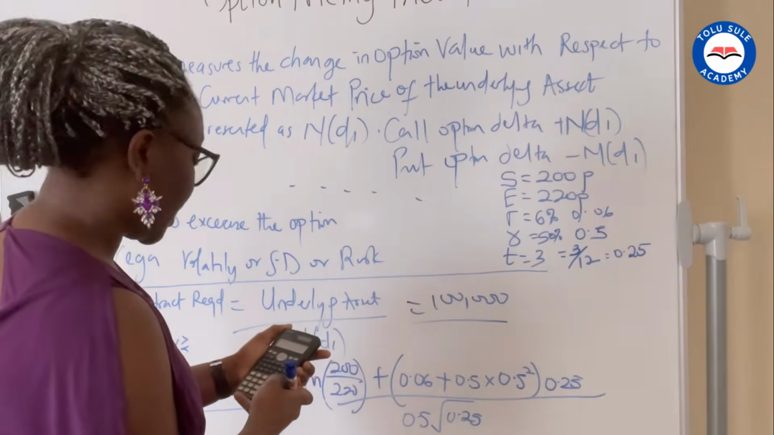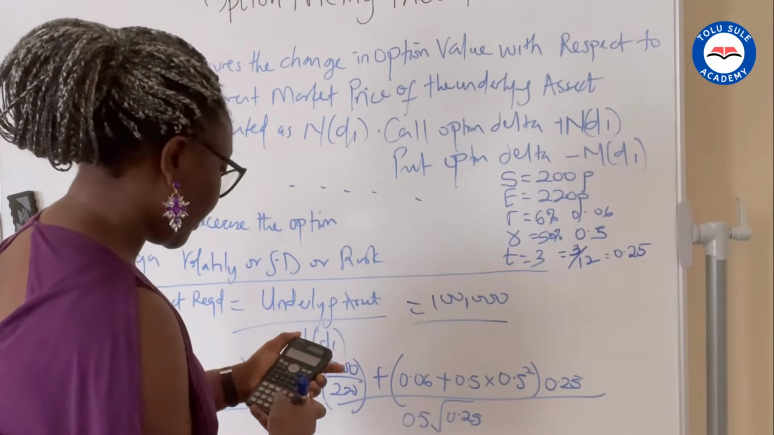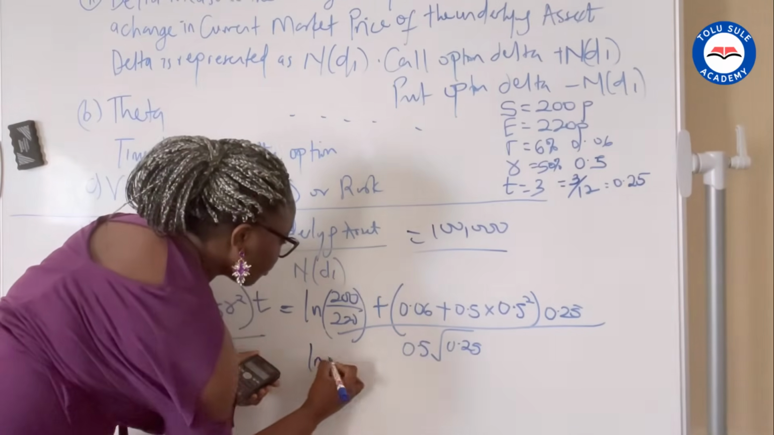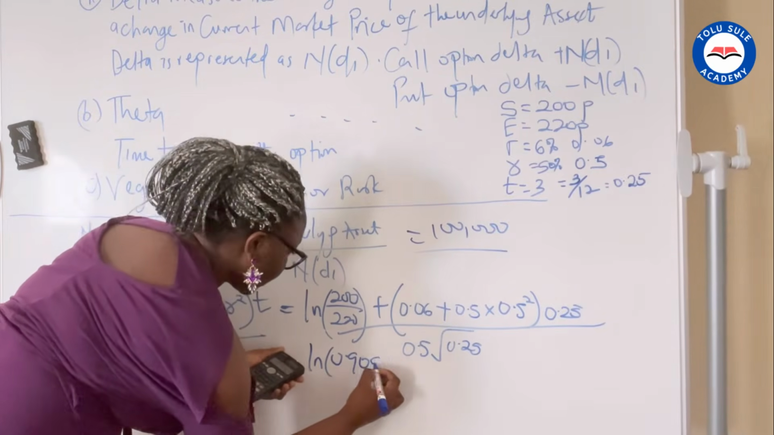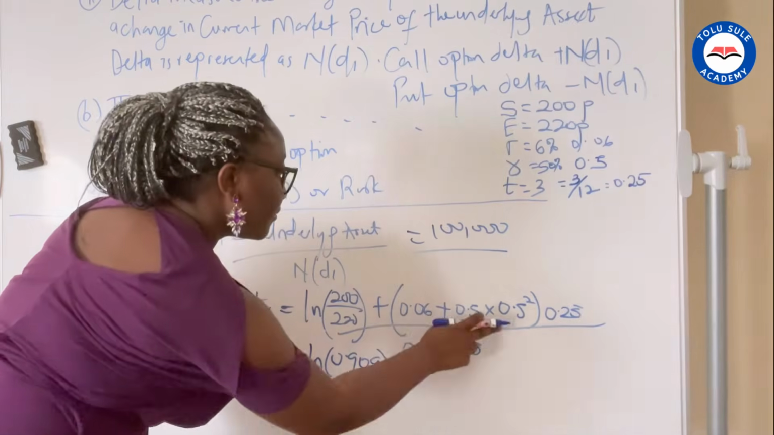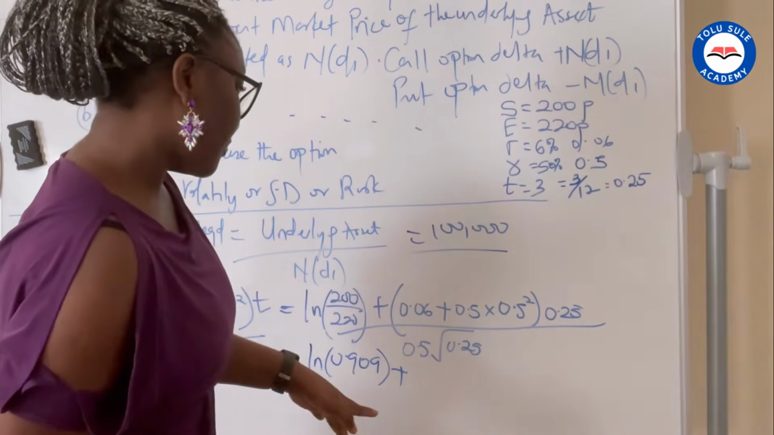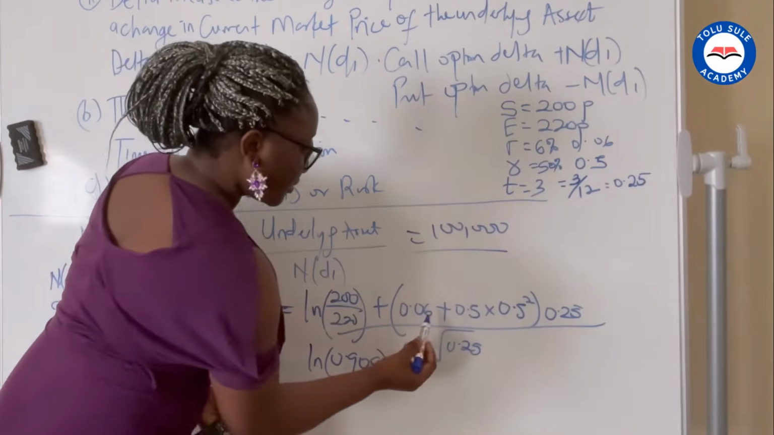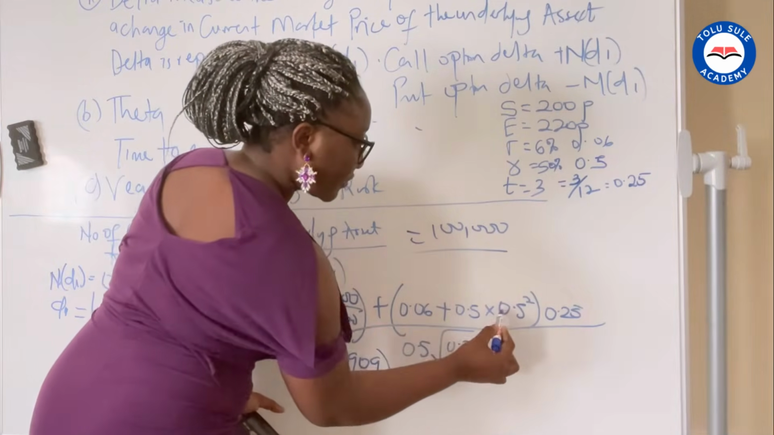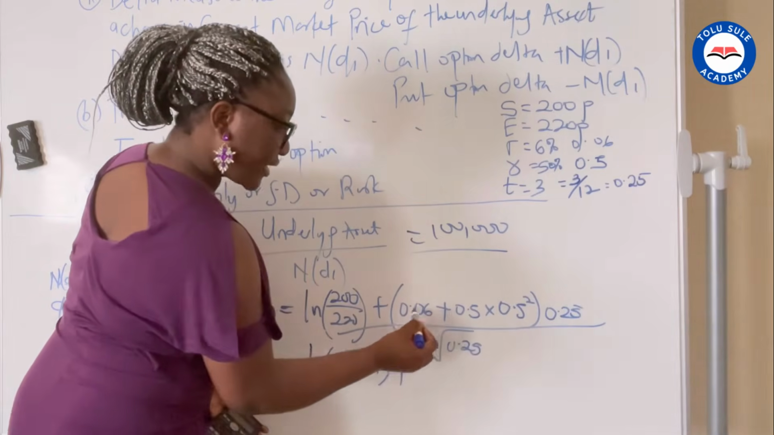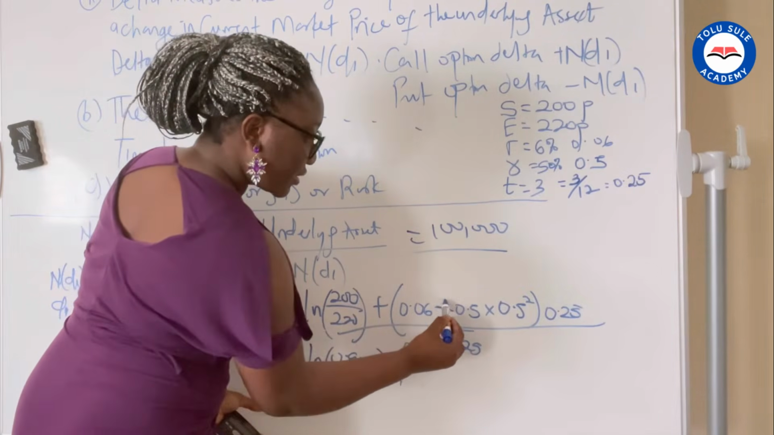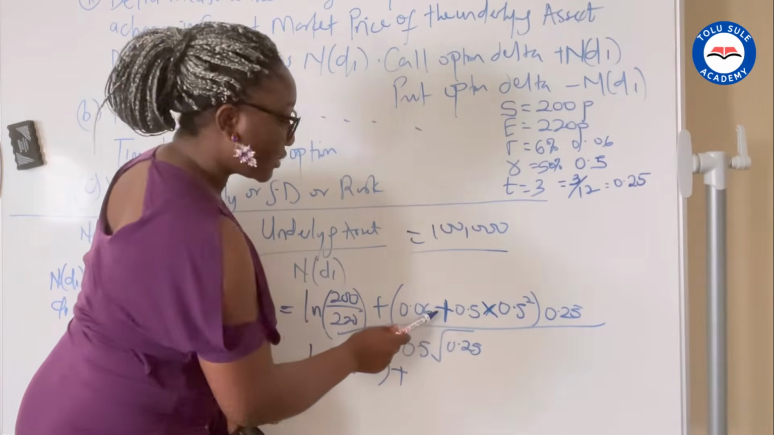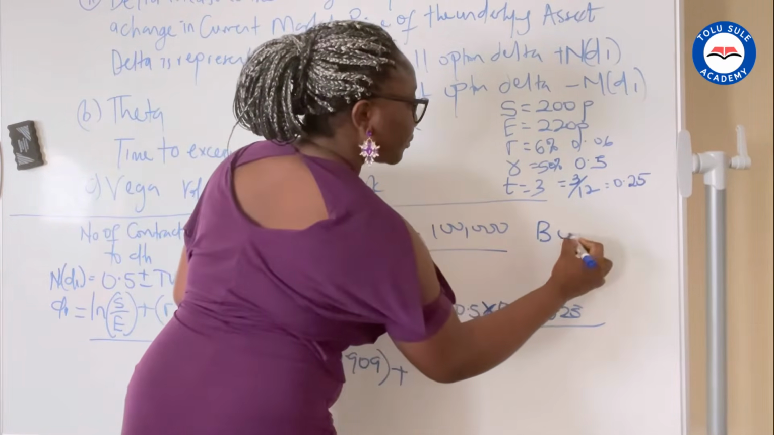200 divided by 220, that gives us 0.909. So we still have the natural log 0.909 plus, now be careful here. Start from here because this one is on its own. We dismantle this, multiply by this, then add to this. Okay, see plus multiplication. Don't start from plus, don't start from addition.